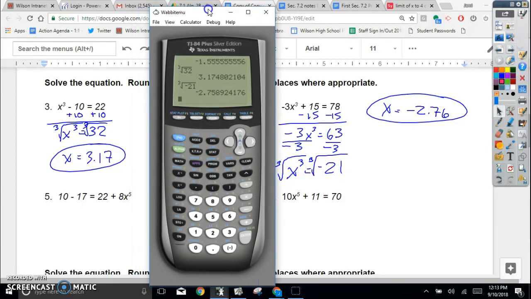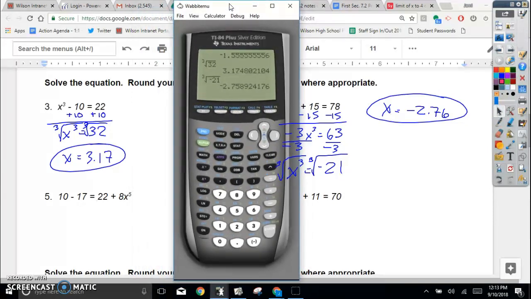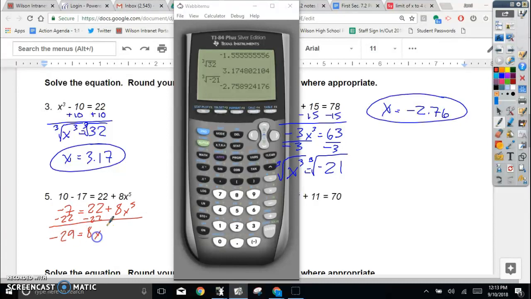Again, that's an odd root, so you don't have to worry about plus and minus. Coming over here, this is going to give me negative 7 when I combine 10 minus 17. Still have 22, 8x to the fifth. Subtract 22 over, get negative 29 equals 8x to the fifth. Divide by 8. So we have x to the fifth equals negative 29 over 8.